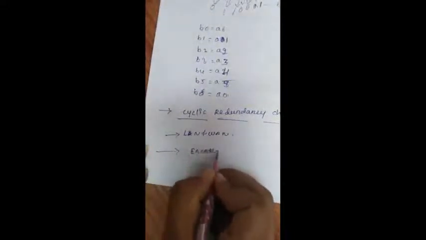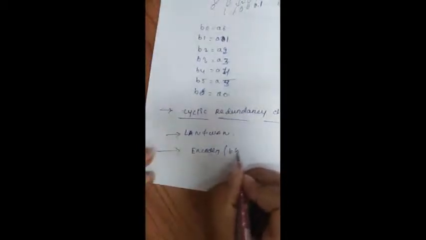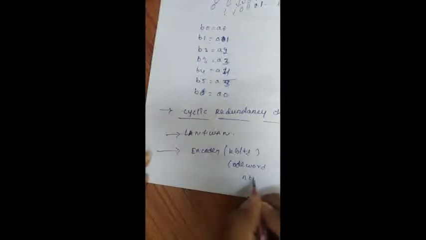What is the encoder? In the encoder, we take k bits of data word, and the code word has n bits. The size of the data word is extended by adding n minus k zeros to the right-hand side. This is the cyclic redundancy check.